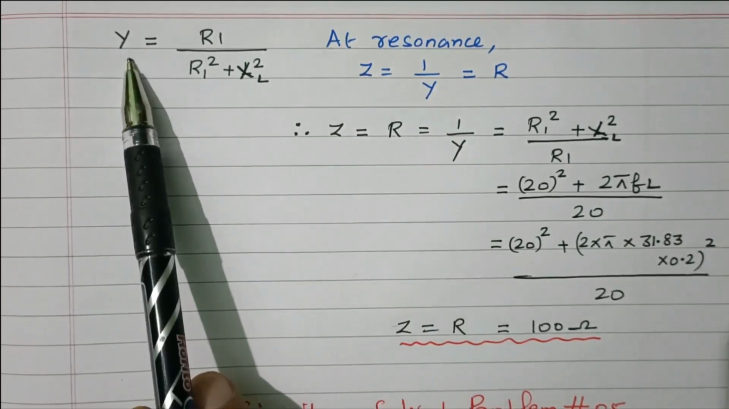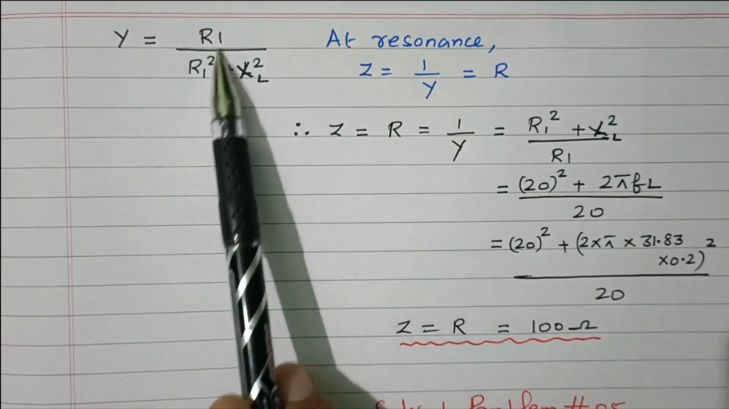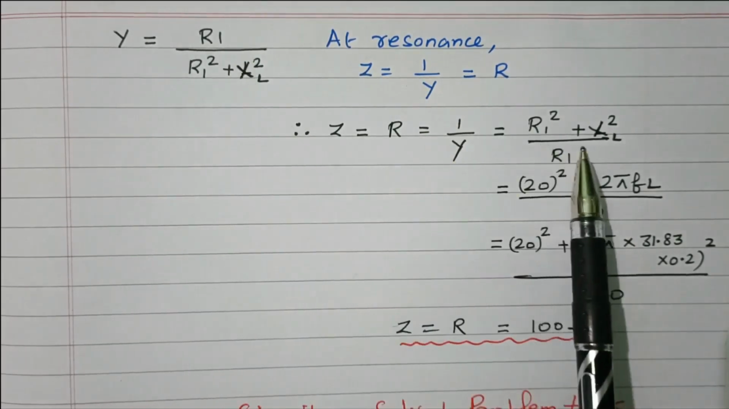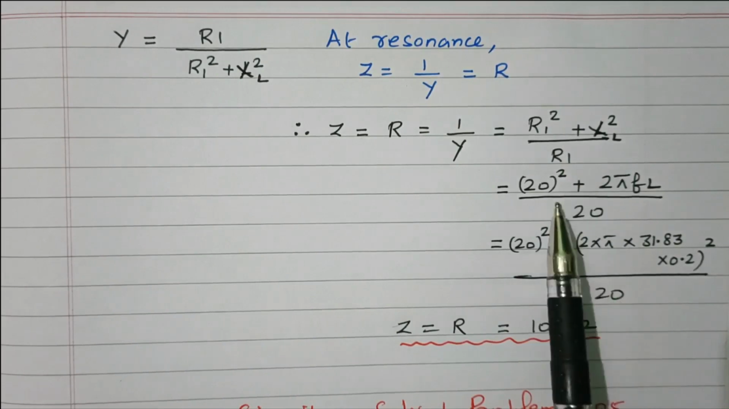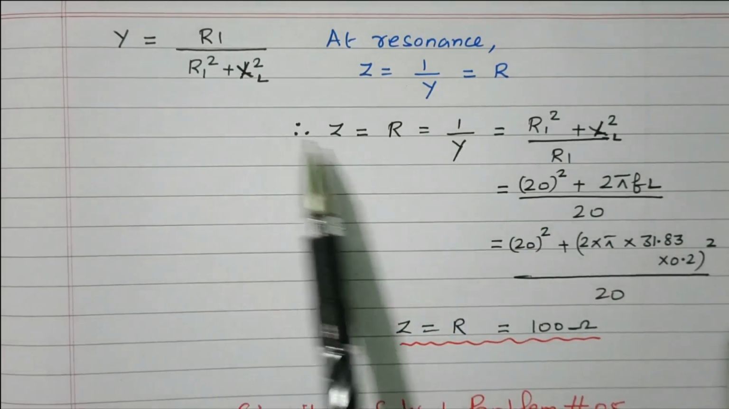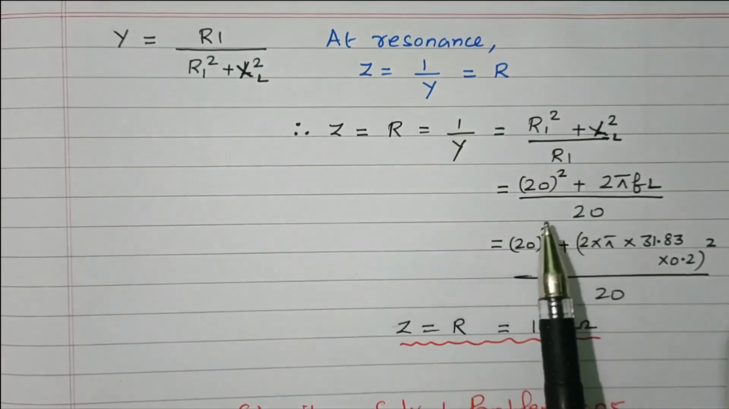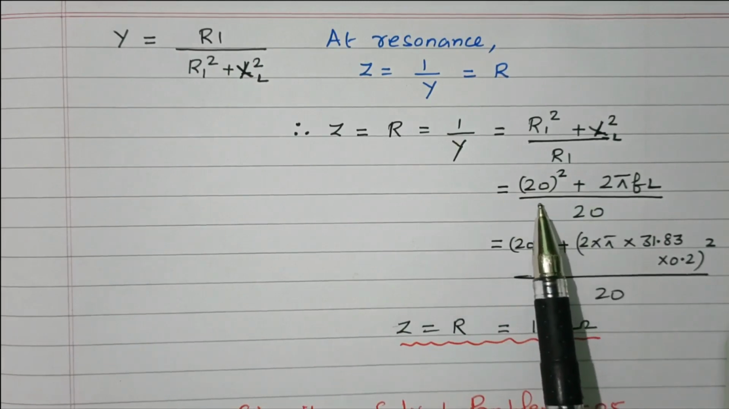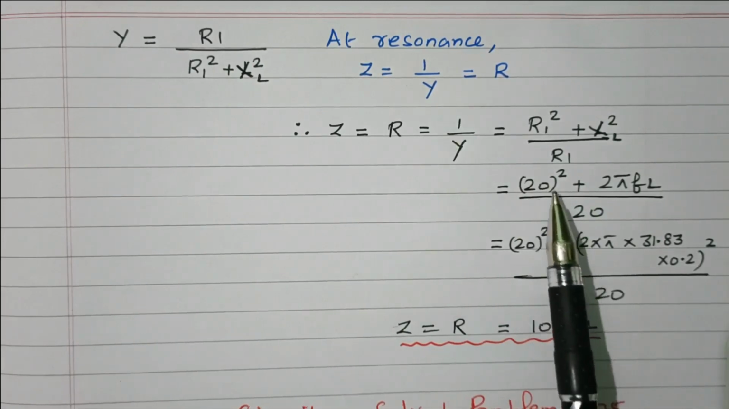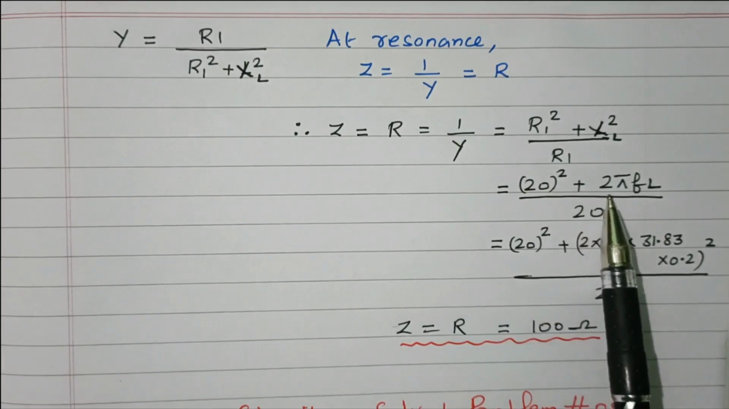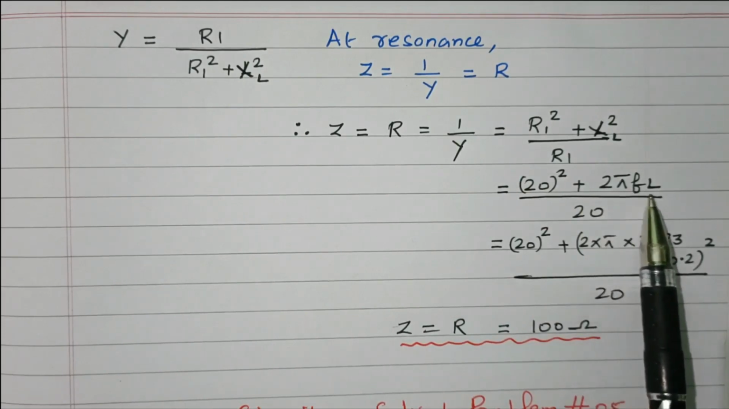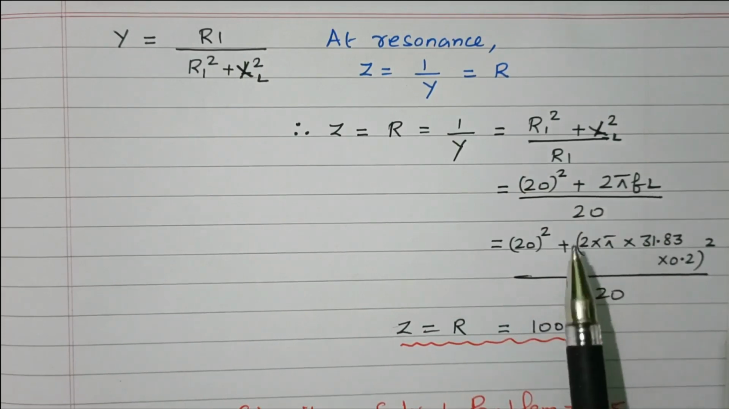Y value is already available. 1 by Y means reciprocal, R1 square plus XL square divided by R1. Right? Y is there, so we can write 1 by Y. Now we'll substitute all the values. R is 20, 20 square. R1 plus XL square is nothing but 2 pi FL, divided by R1, which is 20.